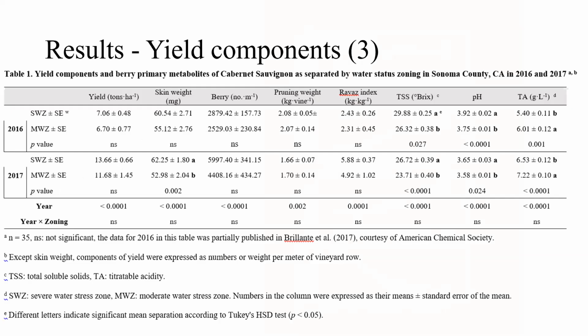Between the two plant water status zones, there was no difference in yield, berry number, pruning weight, or Ravaz index. However, there was an effect of experimental year, where we measured greater yield and lower pruning weight in year 2. The only difference observed in yield components was that the berry skin weight was greater in the severe water stress zone in the second year.